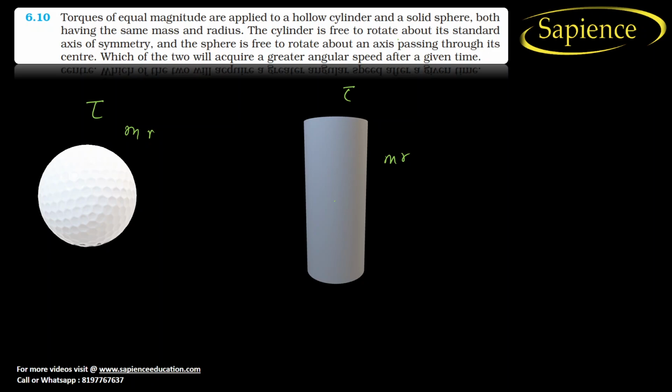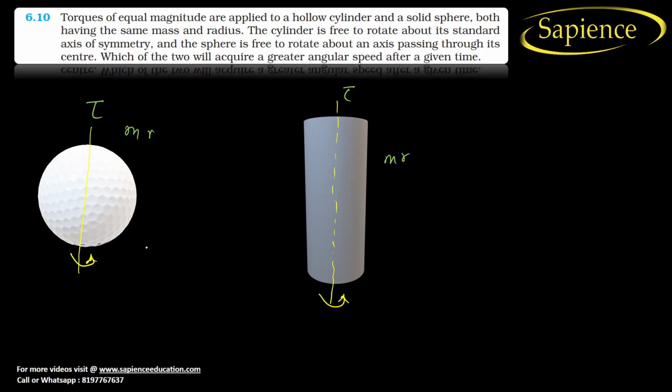The cylinder is free to rotate about its standard axis of symmetry. So what does axis of symmetry mean? This is the axis of symmetry, the central axis about which it will be rotated, and for the sphere also, this is the central axis about which it will be rotated. The sphere is free to rotate about an axis passing through its center. Which one of the following will acquire the greater angular speed?